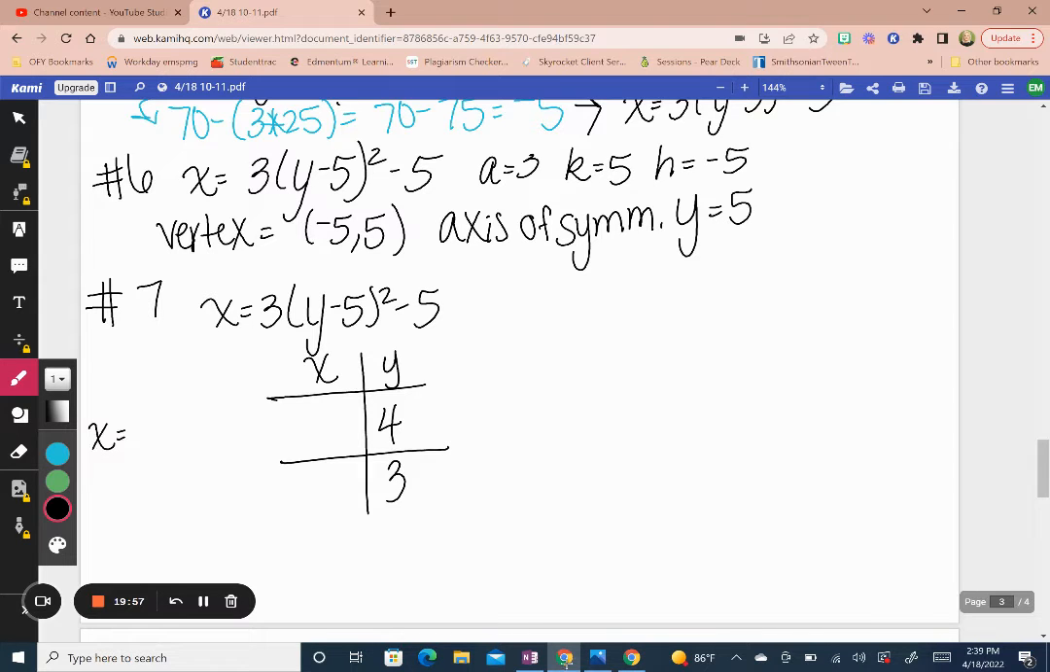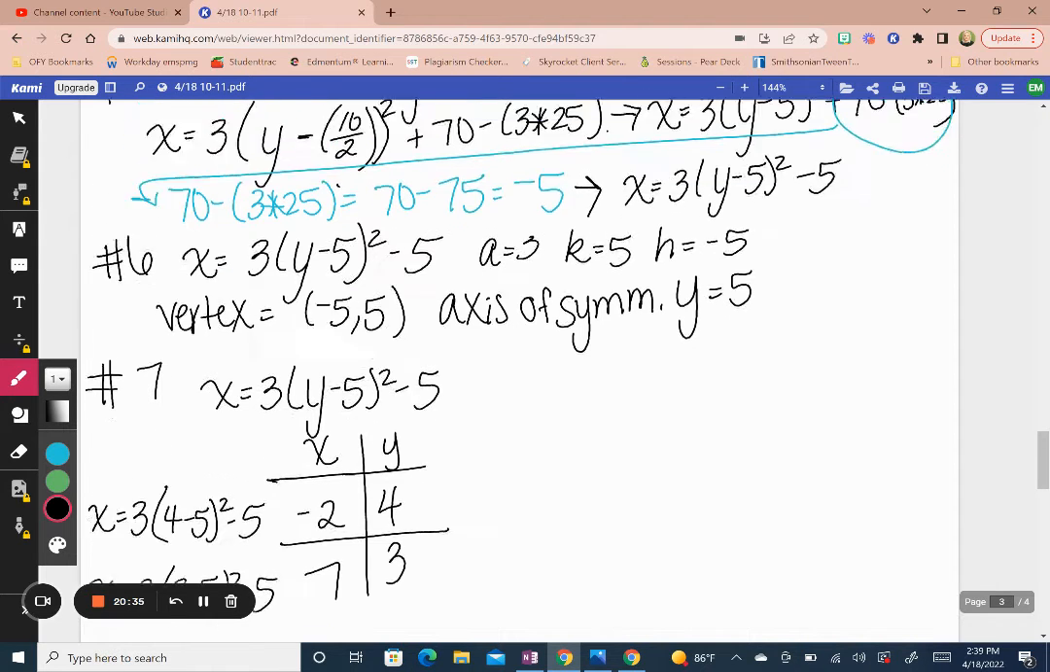So this x is going to be 3 times 4 minus 5 squared minus 5. X is equal to 3 times 3 minus 5 squared minus 5. All I did is replace my original vertex form with the values of the y. Now I'm going to find the values of x. So 3 parentheses 4 minus 5 squared minus 5 gives me a negative 2. 3 parentheses 3 minus 5 squared minus 5 gives me a 7.